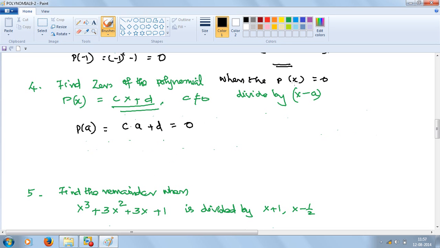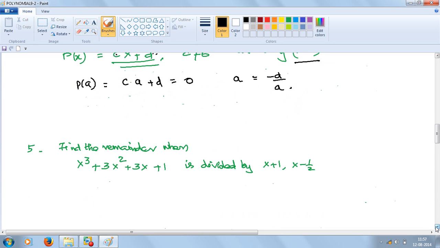When you divide by x minus a, so what is the value of a? a is equal to minus d by a. So c and d are constants in the equation. So we'll go to next problem.